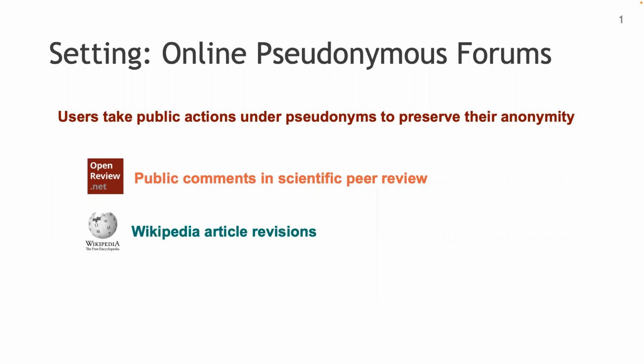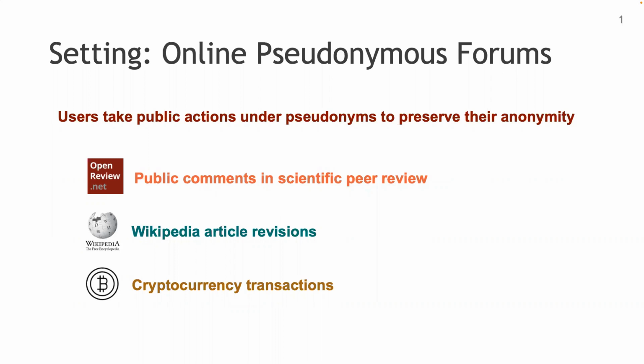A second example is in Wikipedia article revisions. So anyone on the internet can go and edit a Wikipedia encyclopedia article, and they do so under some username that may or may not have anything to do with their real world identity. Third example is in cryptocurrency transactions. So in blockchain-based cryptocurrencies, there's a public ledger of all transactions. Therefore, people operate under some public key that represents who you should send money to and receive money from. And that public key should not be tied to their real world identity.